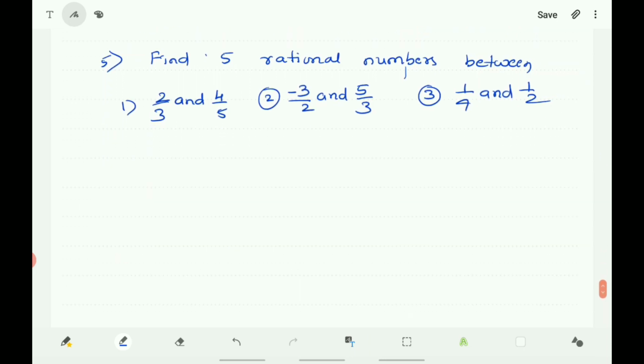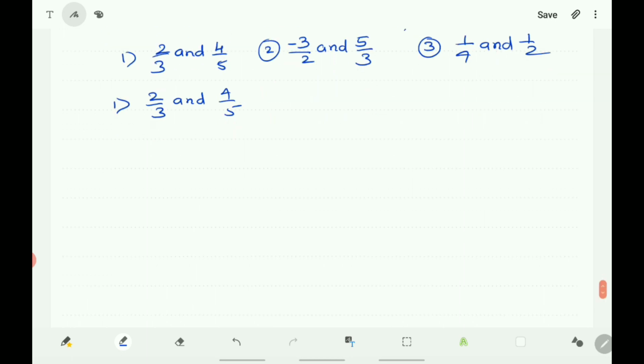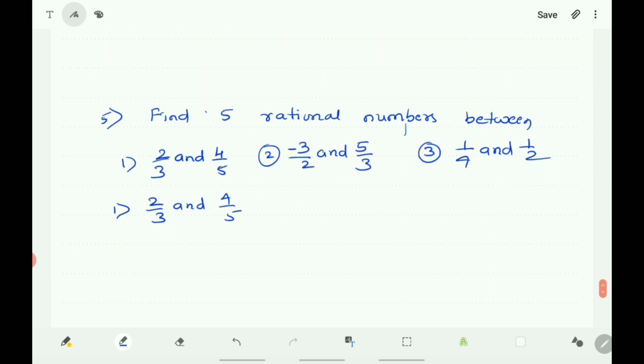Next, find 5 rational numbers between, first, 2 by 3 and 4 by 5, second, minus 3 by 2 and 5 by 3, third, 1 by 4 and 1 by 2. First you consider the first one, that is 2 by 3 and 4 by 5.